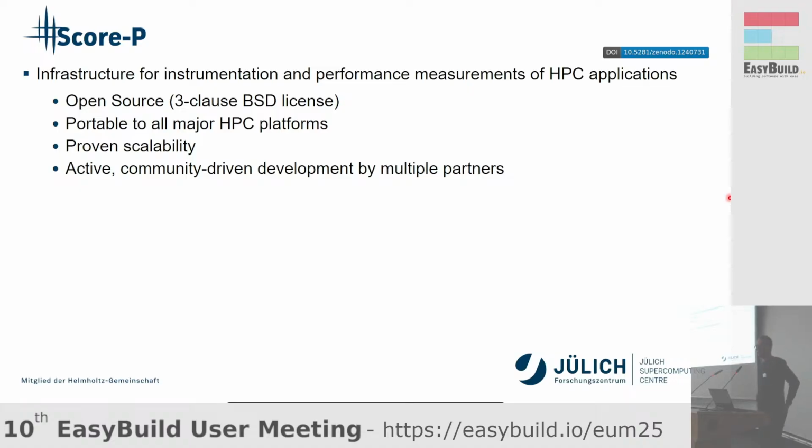Scorpy is an infrastructure to instrument HPC applications and to perform performance measurements. It's open source. It's portable to all major HPC platforms, as Brian just mentioned. So we try to make it work on every platform we can get our hands on. It has proven scalability. Brian just showed an example where it scaled up to 300,000 cores. We have done successful measurements on our previous Blue Gene system up to 1.8 million parallel threads. So it's proven to be scalable. And it has a very active and community-driven development, which is supported by multiple partners.